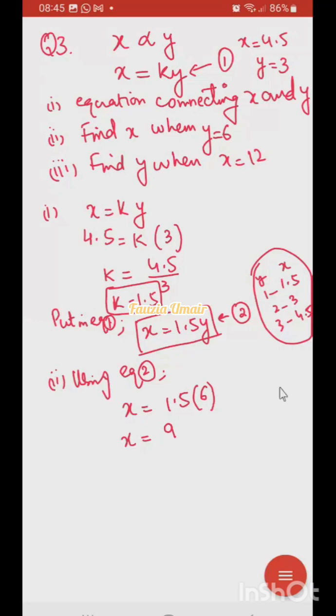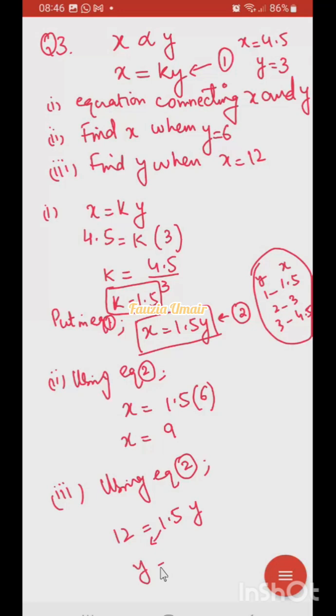Okay, so now the third part. Third part is find y when x is 12. So we need to use the same equation 2. We will put the values in the equation. x is 12 and y is the unknown this time. Take this 1.5 on the other side of the equation, so it will go in the division. So it will be 12 divided by 1.5, right? You remove this decimal, so it will be 120 divided by 15. Now you can simplify. 5 3s are 15, 5 2s are 10, and 5 4s are 20. So 3 8s are 24. So the answer would be 8. If x is 12, y is 8. That is your third answer.